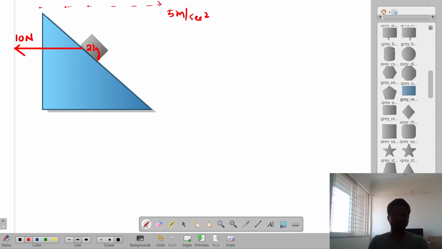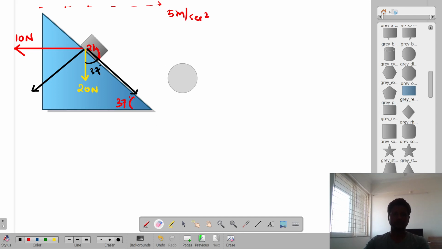Is that clear? Now, mg is also working. This angle is 37. So we calculated mg as 2 into 10, that is 20 newtons. For this mg, there will be two components: 20 cos 37, and the other will be 20 sin 37.